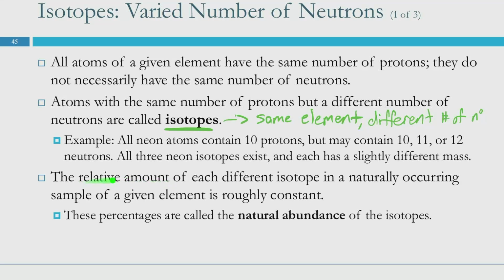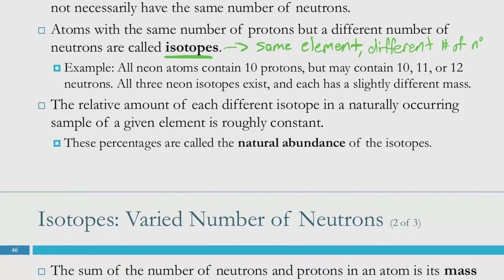And the relative amount of each of these isotopes in a naturally occurring sample is roughly constant. So if you go out in the world and you collect a sample of a particular element, typically you'll get about the same ratio of the different isotopes. One of them will be dominant, and the other ones will have some other amounts. And that's generally true wherever you go in the world. It's not always true, but generally true that you'll have the same natural abundance of isotopes.